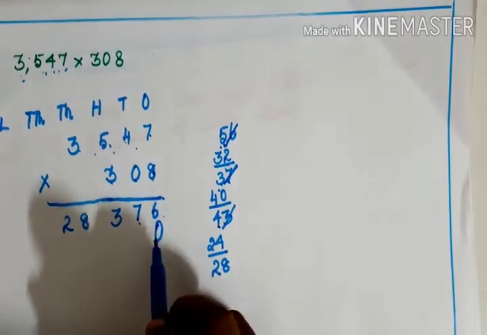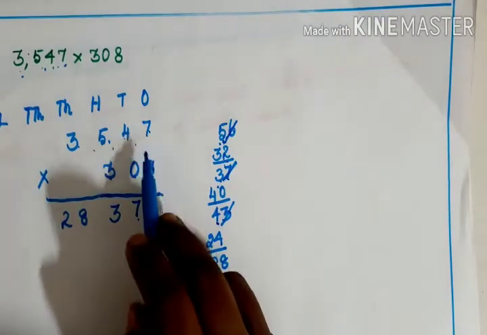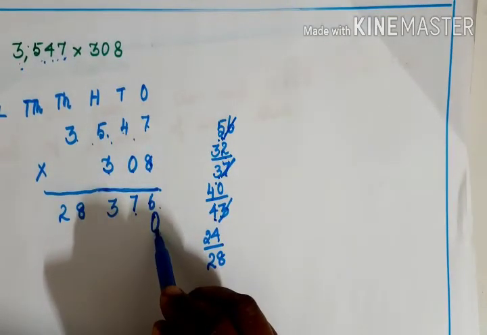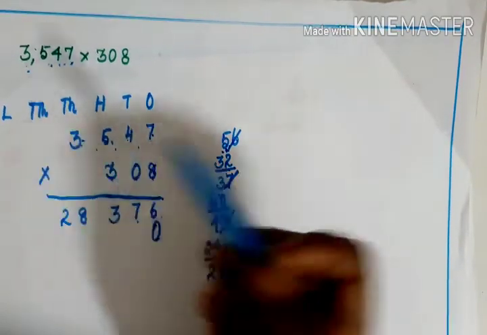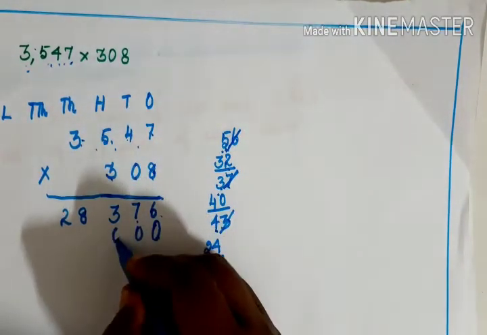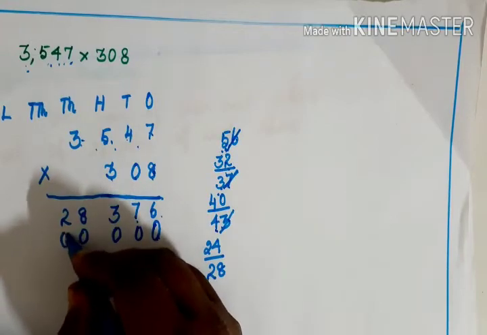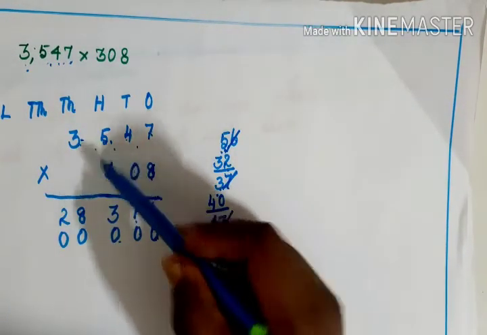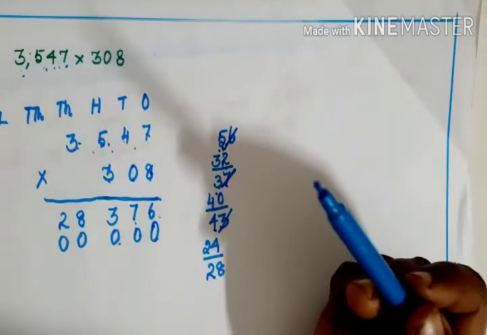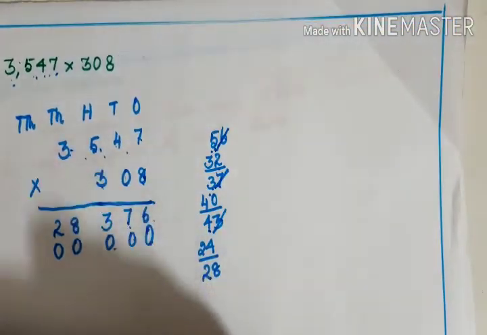So I put 0 for the ones place. The ones place we have completed. Okay. Next you have to write four zeros. 1, 2, 3, 4. How? 0 into 7 is 0. 0 into 4 is 0. 0 into 5 is 0. 0 into 3 is 0. Is it clear? Next, what do you have to do?